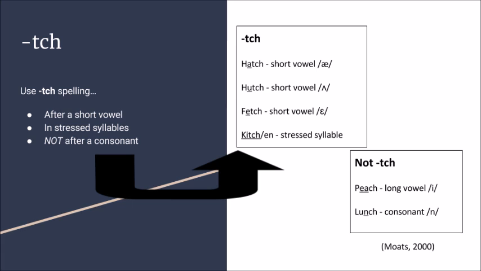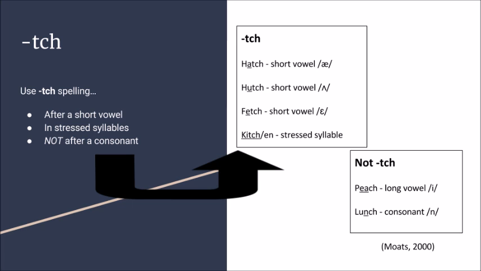Now we'll go through some of the most common spelling rules. The important thing to remember here when teaching students is to keep it really short and simple so they don't get confused and they're able to make sense of all this somewhat complicated information. Our first rule is TCH. TCH spelling is used after a short vowel and in stressed syllables. So to the right are some examples.